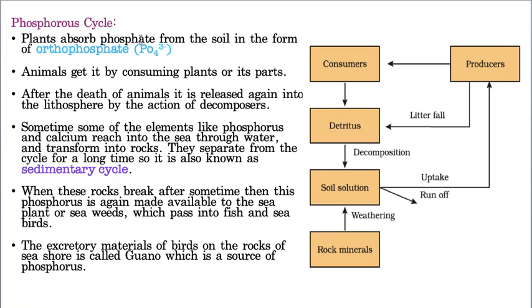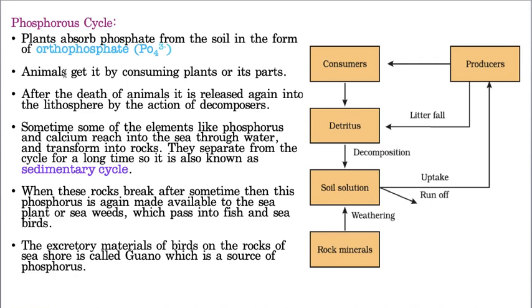Plants absorb phosphate from the soil in the form of orthophosphate. See how from the soil plants are absorbing, that means producers absorbing in the form of orthophosphate, and from the plants it is available to the animals by consuming the complete plant or plant parts. And after the death of these animals, or of course even plants also, these decomposers get this phosphorus, and some phosphorus they utilize for their own purpose, and some phosphorus is added into the lithosphere. Sorry, lithosphere means again the soil. Hope you understand.